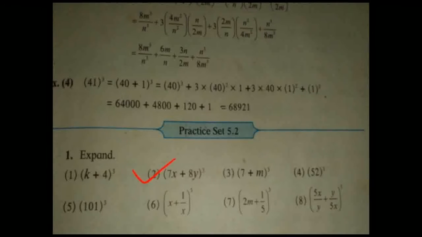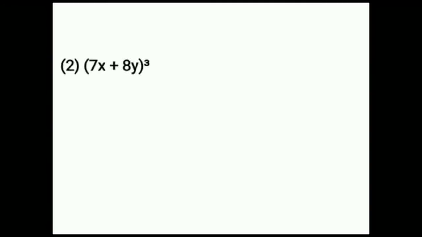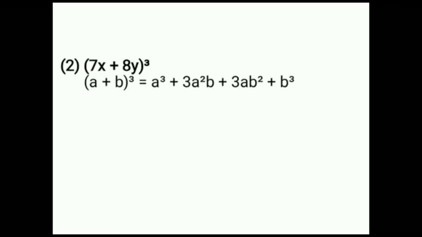Next, (7x + 8y) the whole cube. (a + b) the whole cube is equal to a cube plus 3a square b plus 3ab square plus b cube. If the question is in the form (a + b) the whole cube, you have to solve this part. You have to understand which is a and which is b. In place of a, you have to take 7x. In place of b, you have to take 8y. Write the question again and then write it in this form. And finally you have to solve.